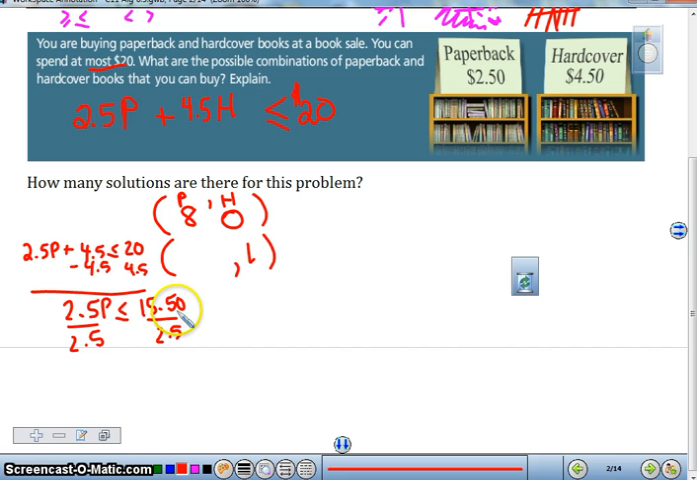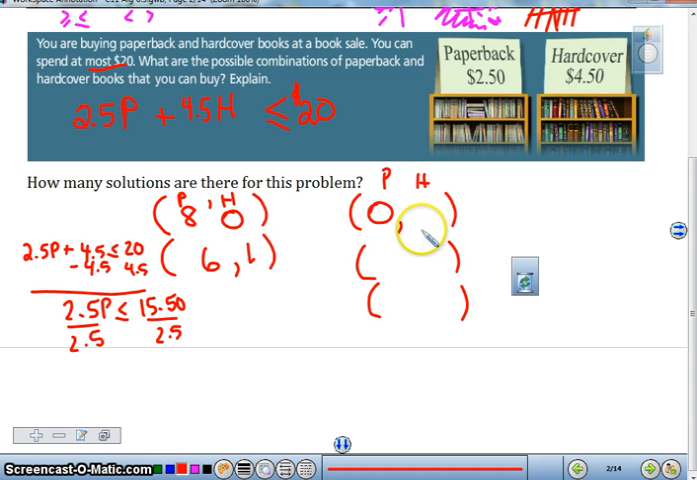And how many books could we at most buy? Remember, you have to buy a full book. This is going to be discrete. You would have 6 and 1. So what I would like you to do is try and think of some of the other possibilities. Think about if you have 0 paperbacks, how many hardcovers? And you should be able to come up with a couple more points.